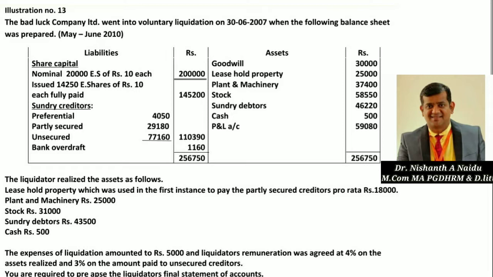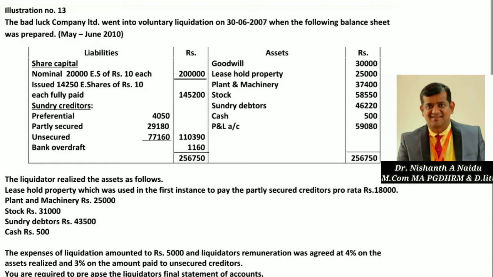The Bad Luck Company Limited went into voluntary liquidation on 30th June 2007 when the following balance sheet was prepared. Liabilities rupees, assets rupees. Under liability side, share capital nominal 20,000 equity shares of rupees 10 each, 2 lakh. Issued 14,250 equity shares of rupees 10 each, fully paid. So 14,250 into 10, 1,45,200.